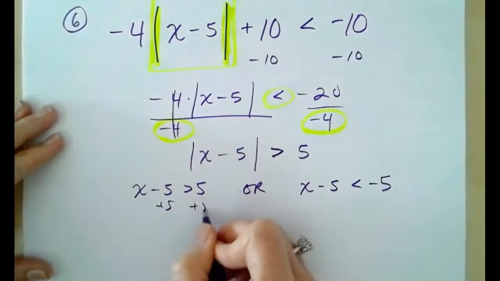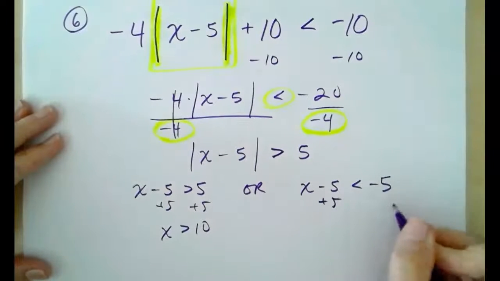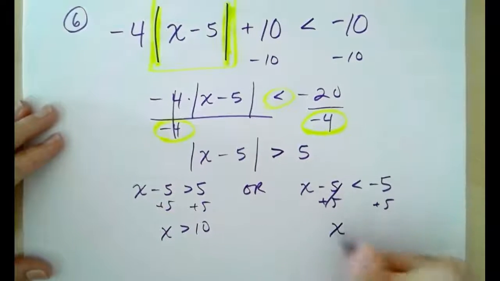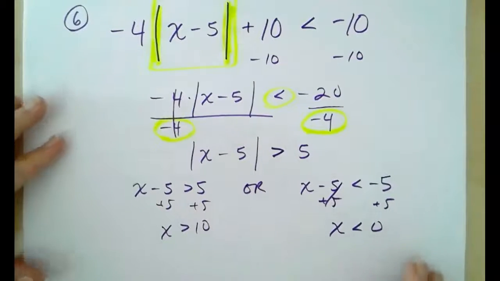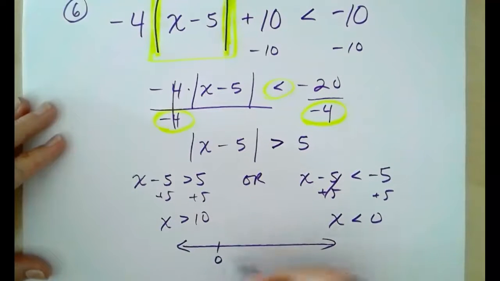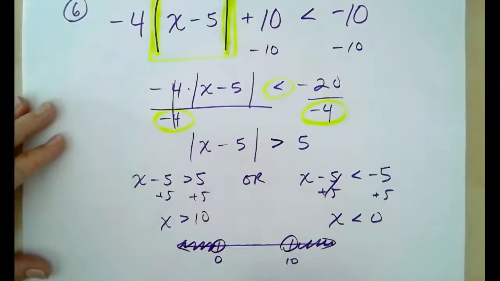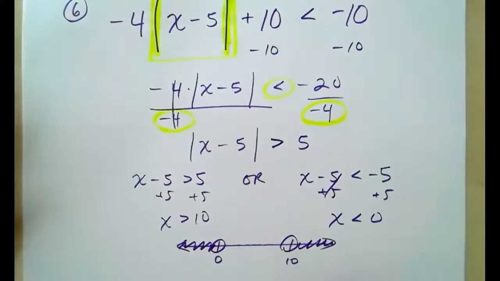So plus 5, x is greater than 10. Or plus 5, x is less than 0. Our answers are bigger than 10 or less than 0. There's 0, there's 10. Open, shade to the left, open, shade to the right.